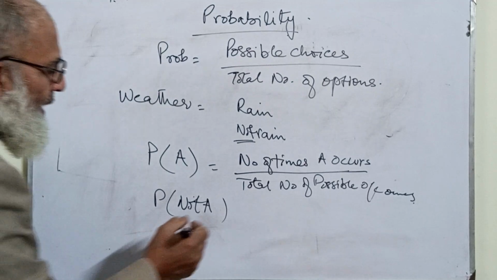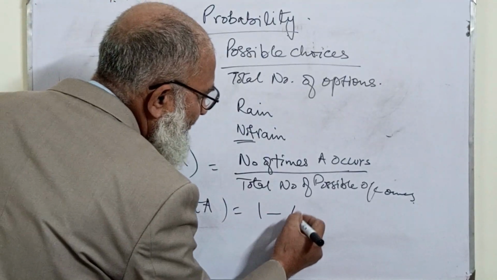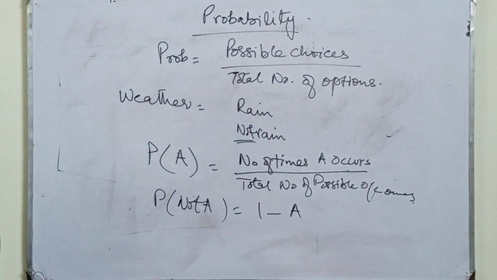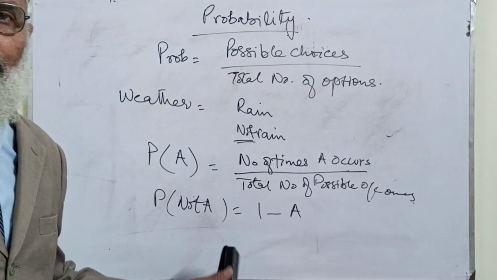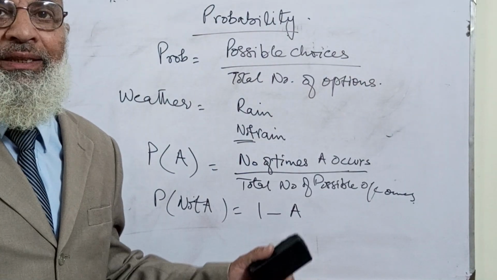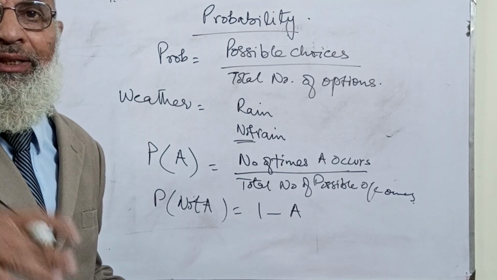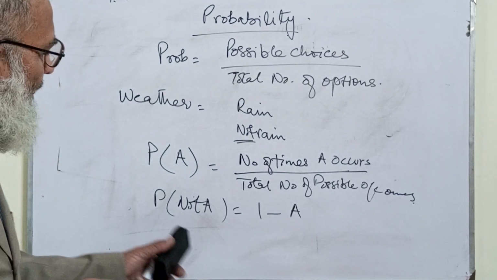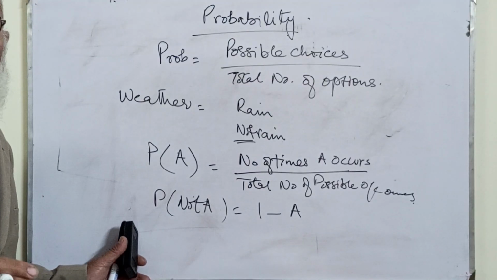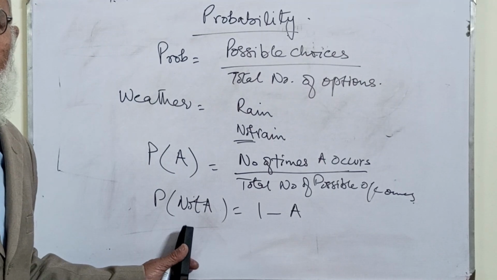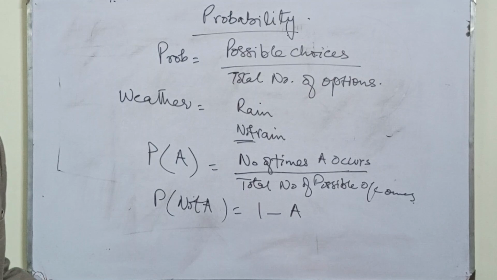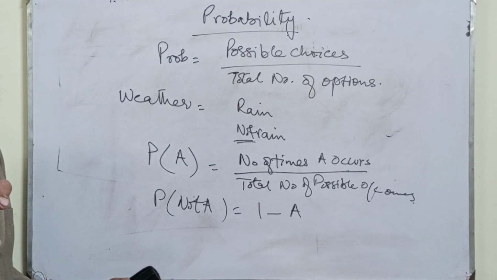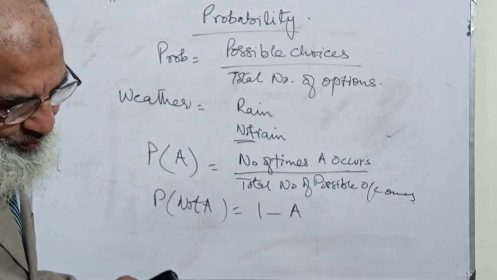Now that is equal to 1 minus A. Of course, 1 minus A, and A is the chance, which was 50%, that it will rain or not rain. So definitely the P of not A is again 50%. Understood my point? Or should we proceed?